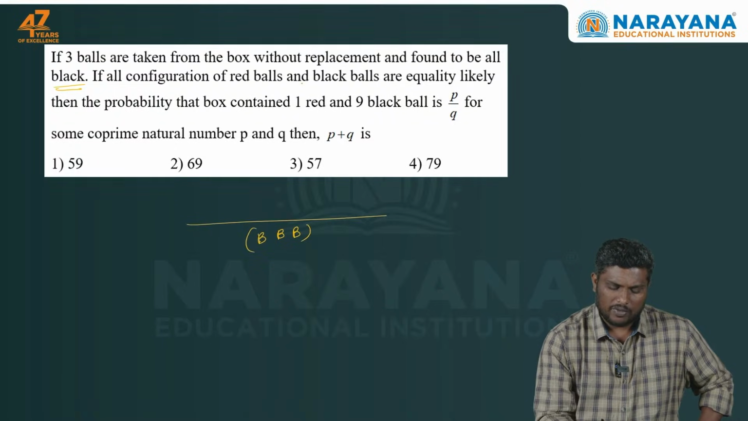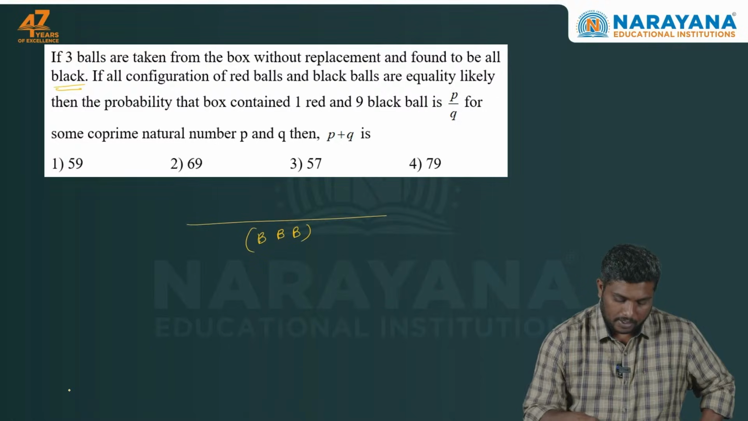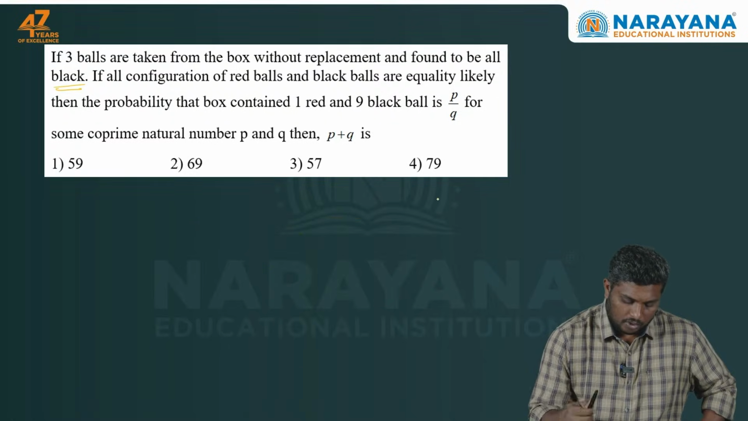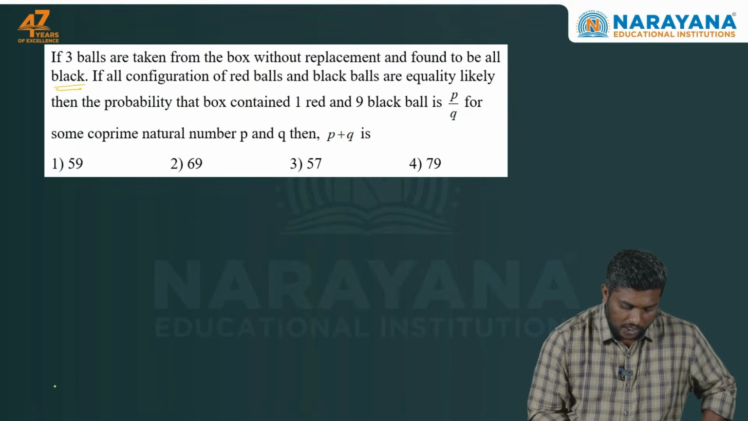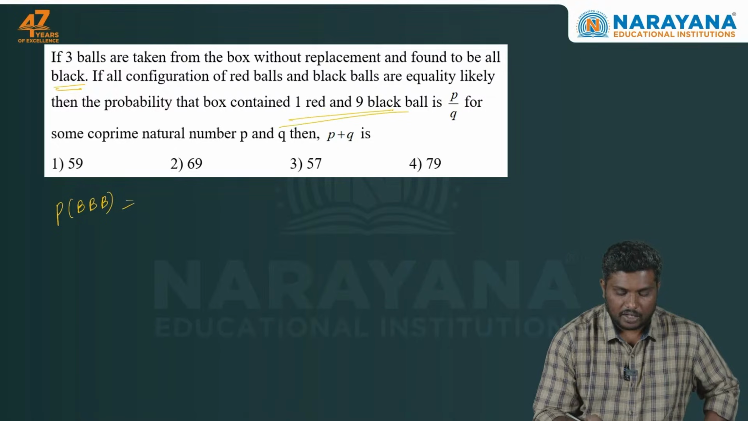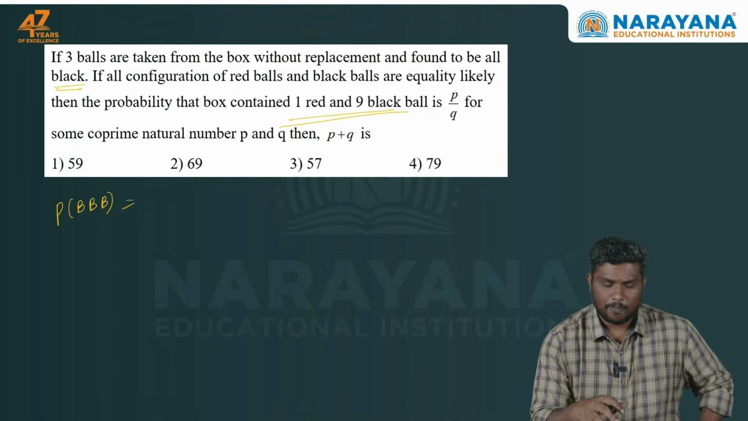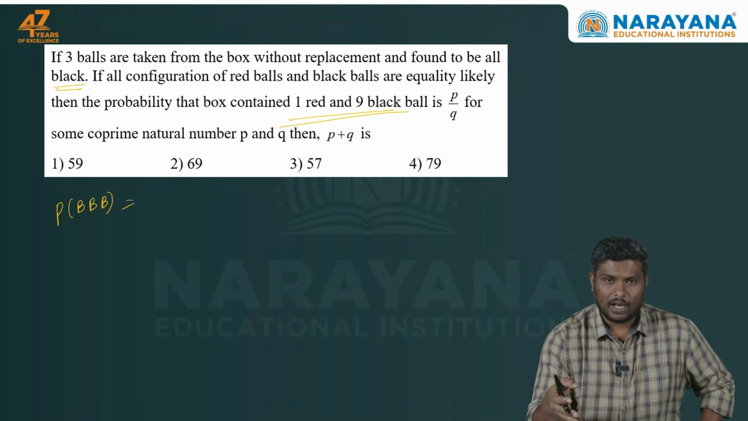Now if all configurations of red balls and black balls are equally likely, what is the probability that the box contained 1 red and 9 black balls? A very good question. This is again from Bayes theorem. First of all, let us find the probability of getting all the balls black. From this one can identify, the question should also have given that 10 balls are there in the bag. So 1 red and 9 black means there are 10 balls in the bag.